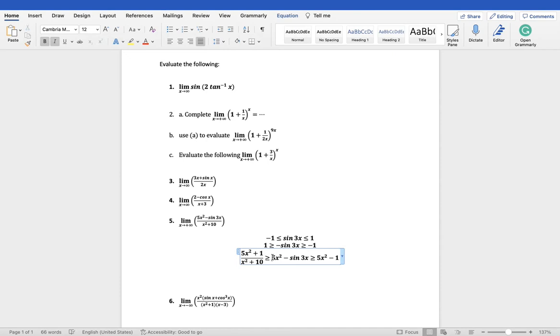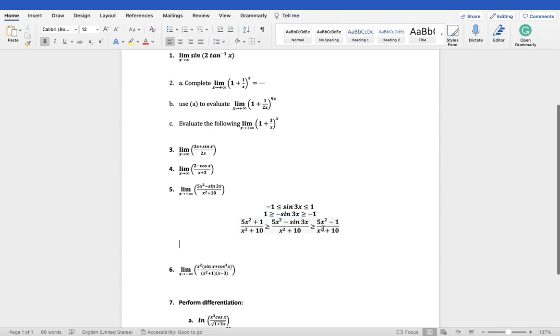Here too, let's divide by x squared plus 10. And here as well, let's divide by x squared plus 10.